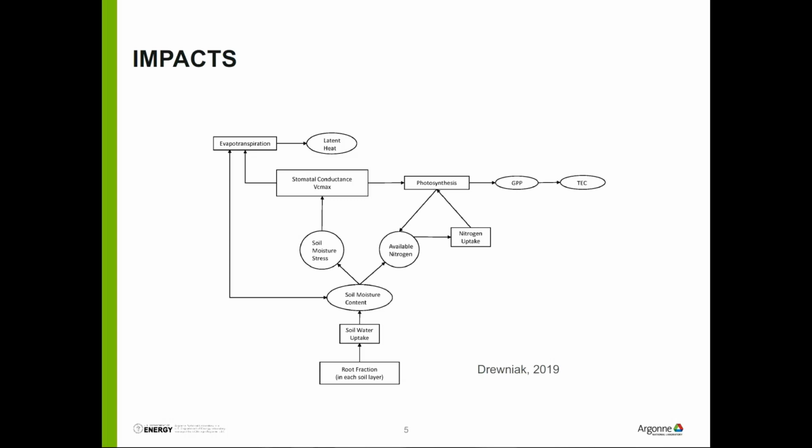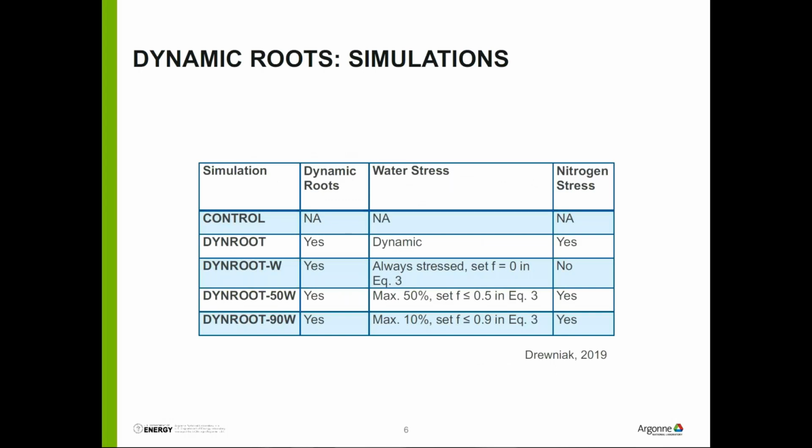And then all of that will feed into gross primary productivity, or also total ecosystem carbon, which is one of the other variables that we were looking at for the impacts. So I ran several simulations. The first two simulations are just to get an idea of what this model is doing. And then the remaining ones are more of a sensitivity on water.